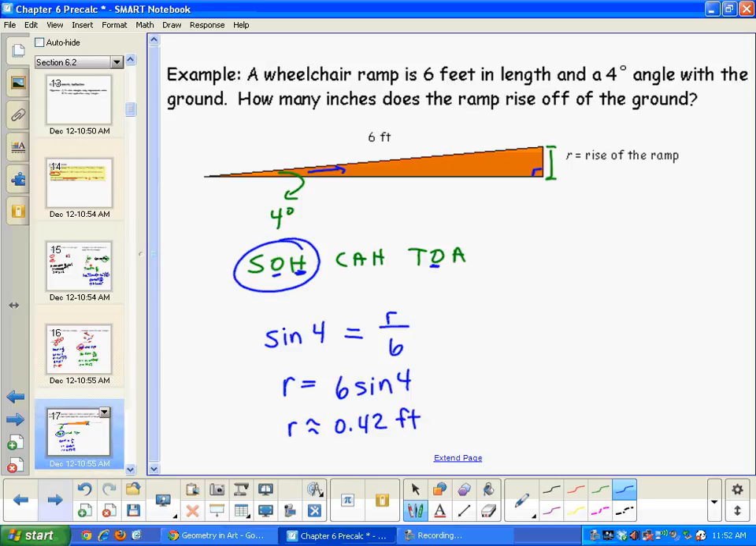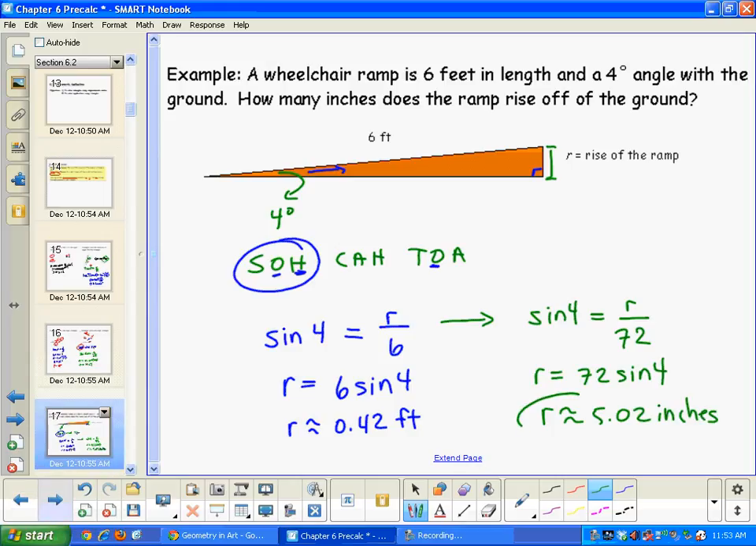So what we might want to do is look at that in inches instead. So let's rewrite this as the sine of 4 is equal to R over, and change that 6 feet to inches, which is 72 inches. Now if that's the case, then R is equal to 72 times the sine of 4. And then we use our calculator for that, and we find that R is approximately 5.02 inches. And that's probably going to be a better answer. If you multiply your 0.42 times 12, which is the number of inches in a foot, then you should get approximately 5.02.